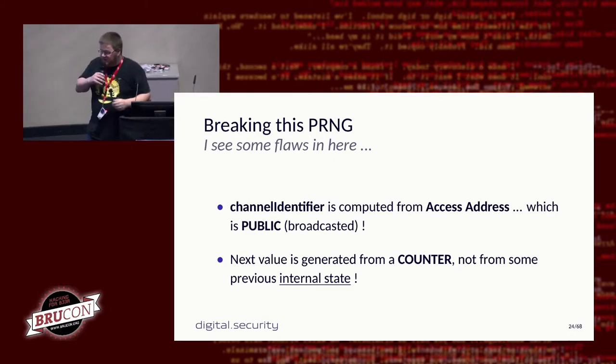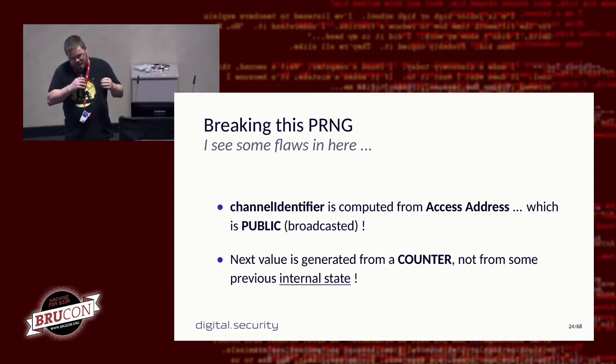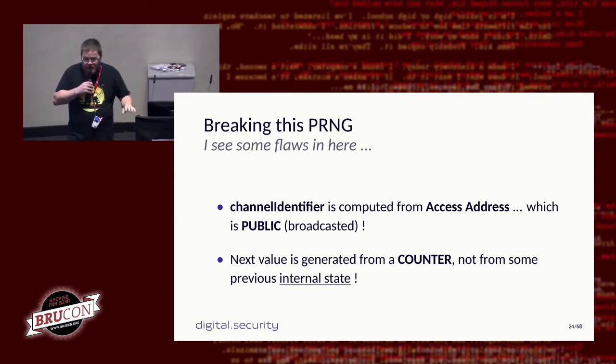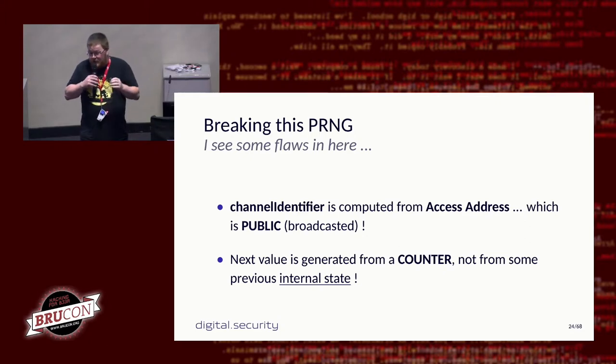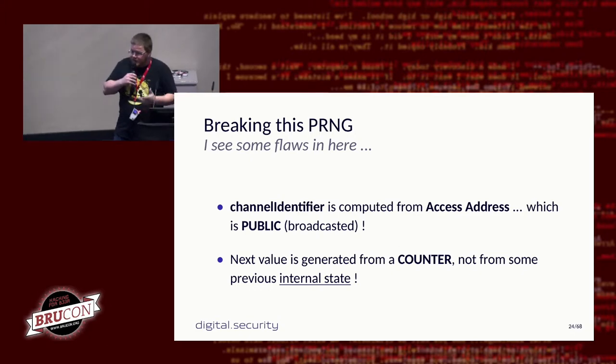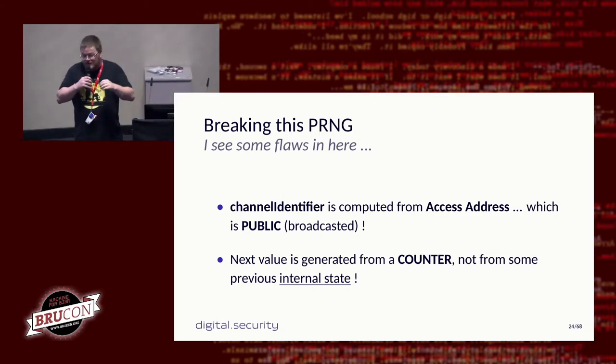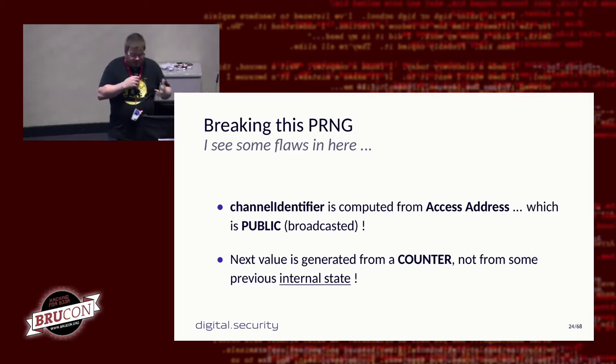The next value provided as an input in this RNG is a counter. Normally, when you implement this kind of PRNG system, you are trying to use some internal state. This is a specific buffer hidden from the outside, and this buffer evolves from time to time, and then it produces a random value. So if you want to break this PRNG, you need to guess the internal state. But here, it's a counter. It's something that is incremented. So this is something that we can guess.